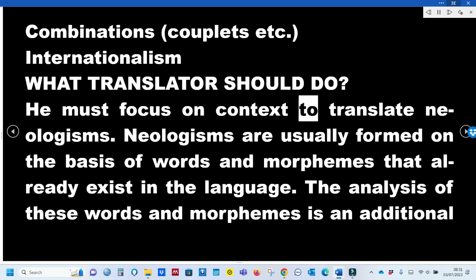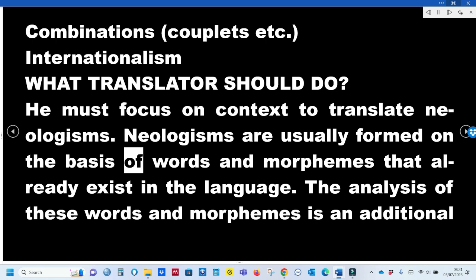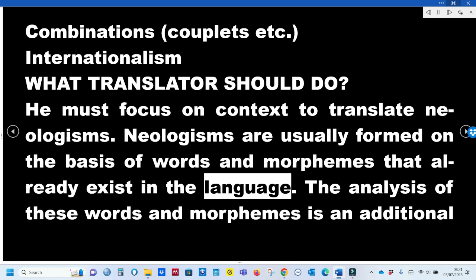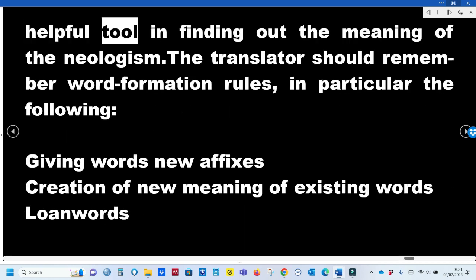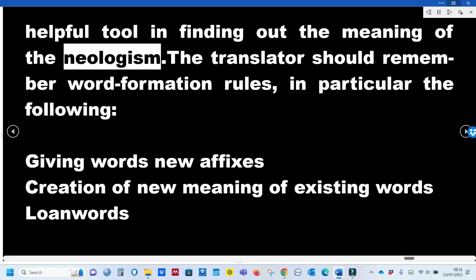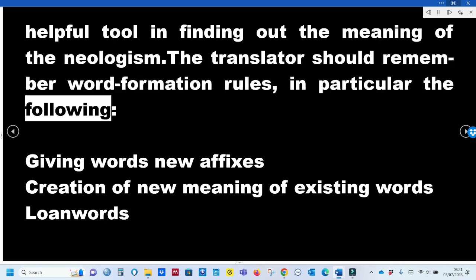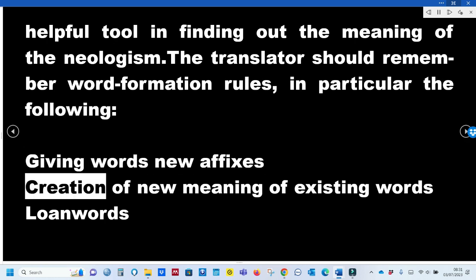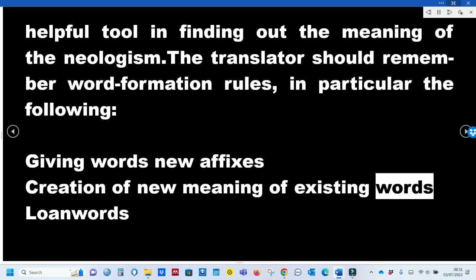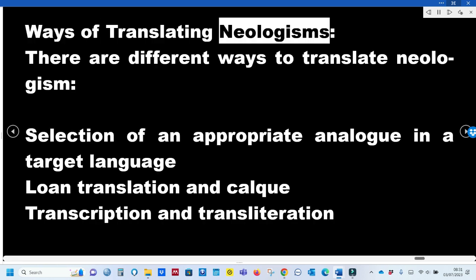He must focus on context to translate neologisms. Neologisms are usually formed on the basis of words and morphemes that already exist in the language. The analysis of these words and morphemes is an additional helpful tool in finding out the meaning of the neologism. The translator should remember word formation rules, in particular the following. Giving words new affixes. Creation of new meaning of existing words. Loanwords.